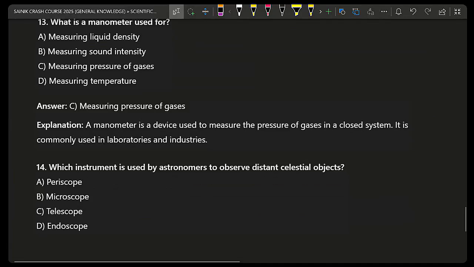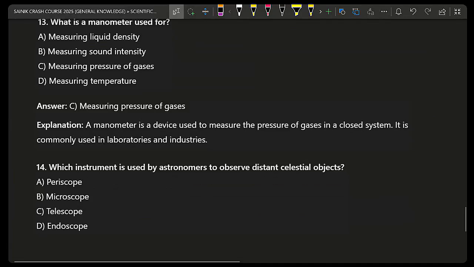And one student said periscope. Periscope is used to see the objects above the surface of water without revealing our identity. We are inside the water. Wrong answer. One student said microscope. Just now we discussed microscope is used to see very tiny objects, not distant objects. Three students answered endoscope.